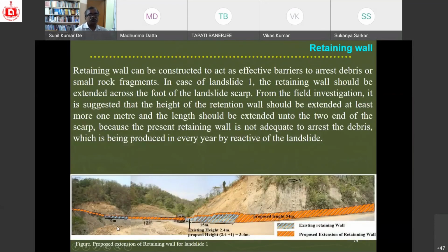With these individual slopes, we have proposed different heights of retention wall to be constructed in different places. Here it is 15 meters, here it is 6 meters, here the length is 54 meters. In this way, we have prepared the report and proposed that if we construct these retention walls on the basis of this scientific investigation, the fatality from landslides can be reduced.